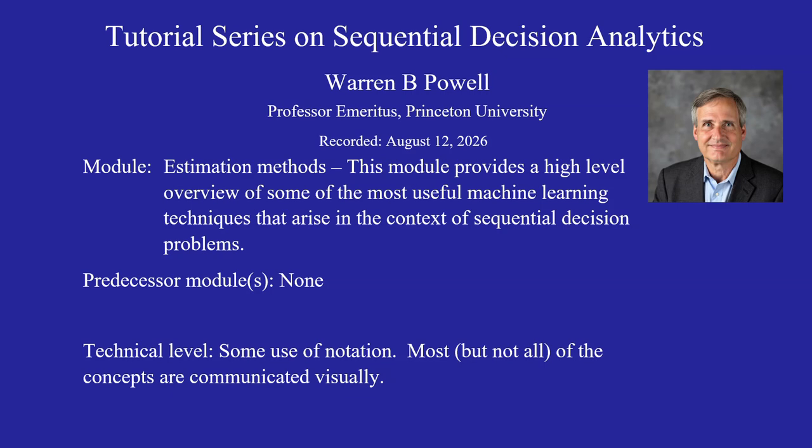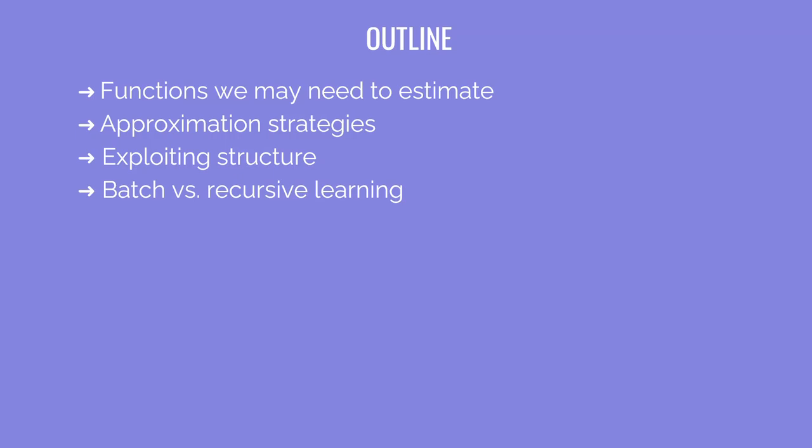So this module is not actually on a sequential decision problem, but these are tools that are widely used when studying sequential decision problems. So I'm going to start by talking about the different types of functions that we have to estimate. Then a quick overview of approximation strategies. I want to talk about exploiting structure and close with a brief section on batch versus recursive learning.